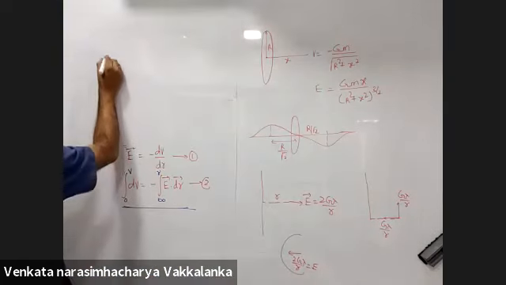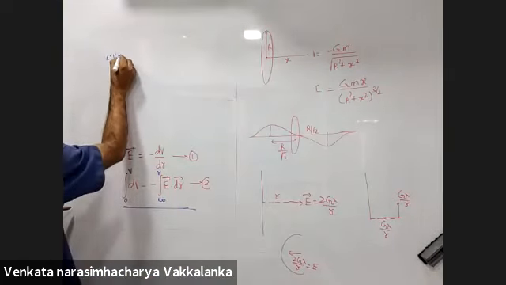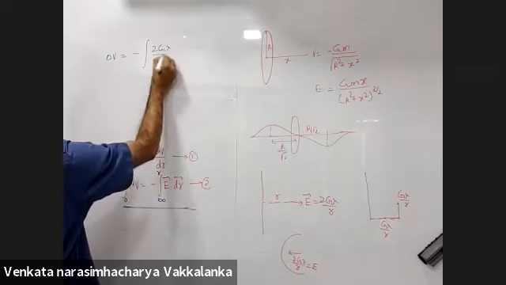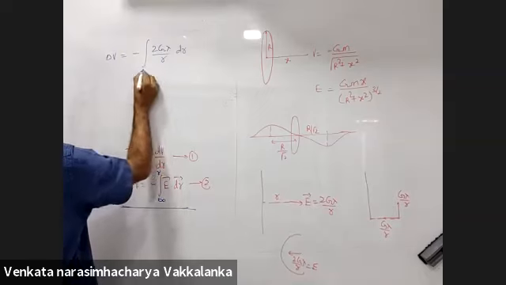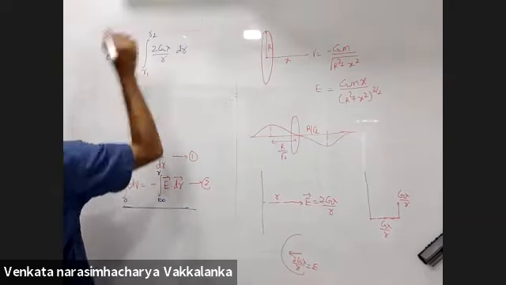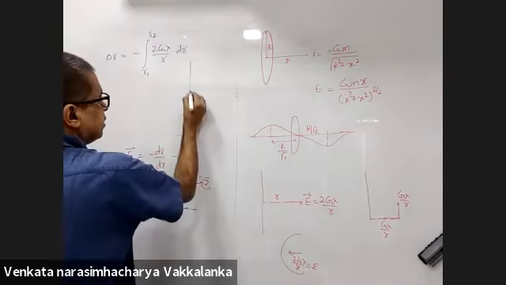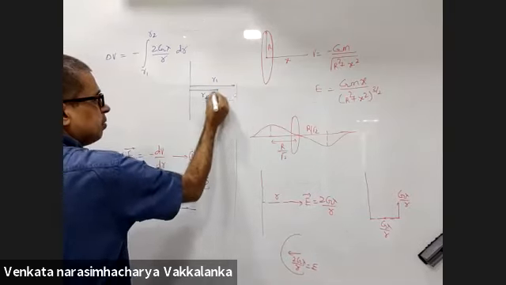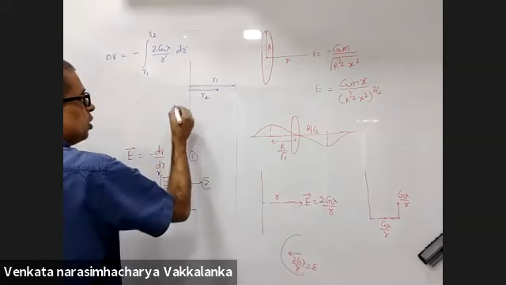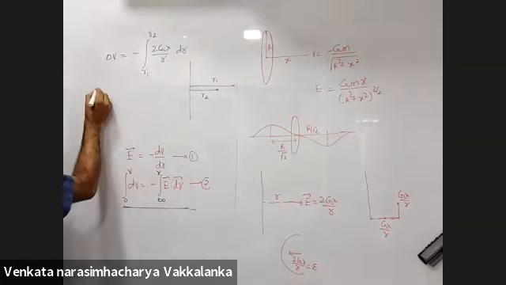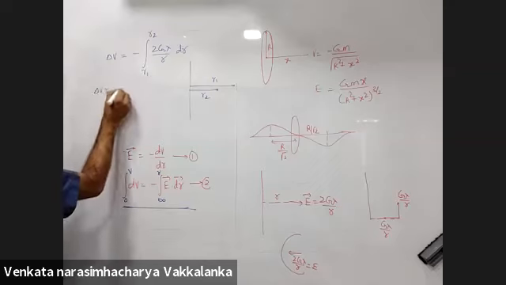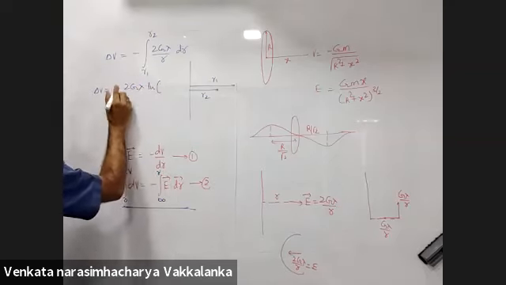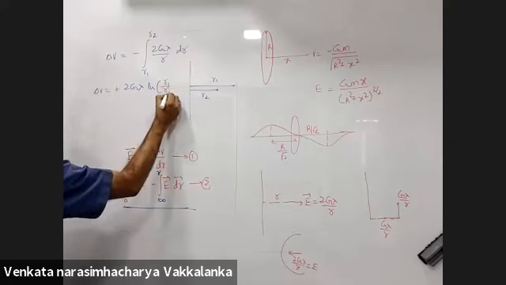Take the same logic. Delta V will be minus integral 2Gλ by r dr, from R1 to R2. It is permitted. This is R2, this is R1. Coming from R1 to R2, I want the potential difference between these two. Delta V will be minus 2Gλ ln of R1 by R2.